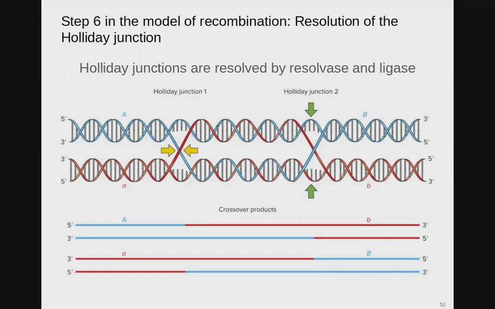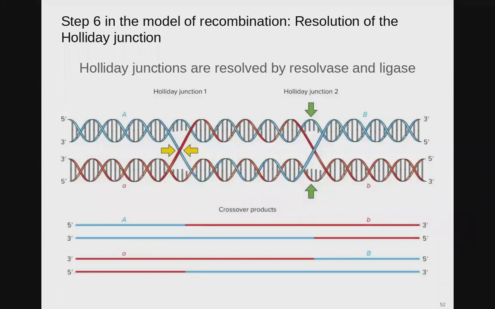Ooh, that should sound familiar, right? Our friend DNA ligase. So he should come through, nip this in the bud, separating these two strands, resolving these Holliday junctions, giving us two distinct strands of DNA that are a mixture of our original red and our original blue.